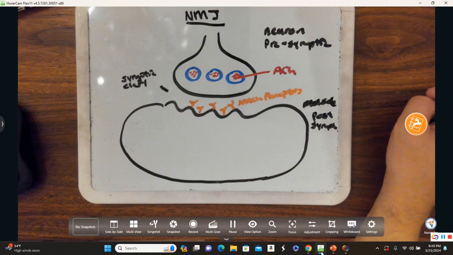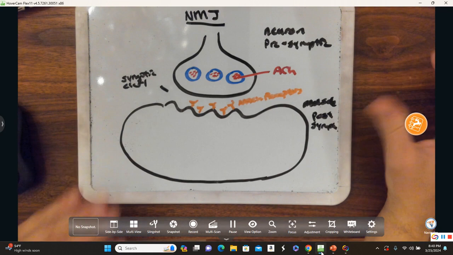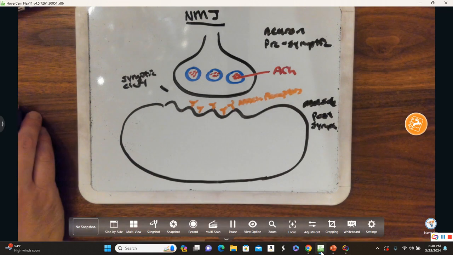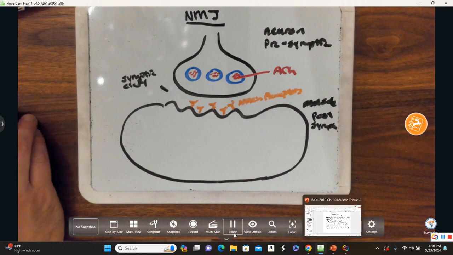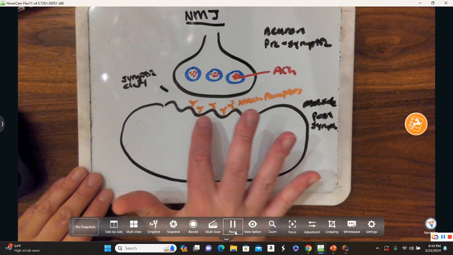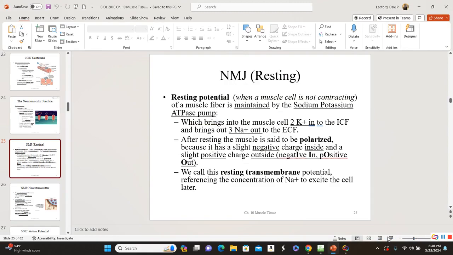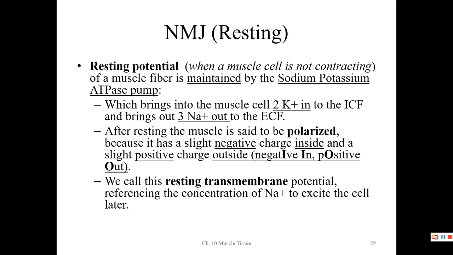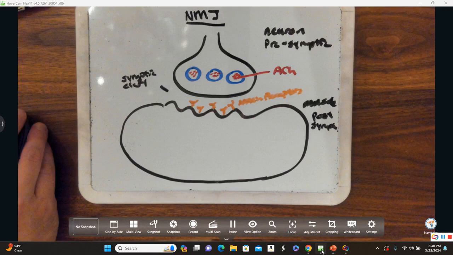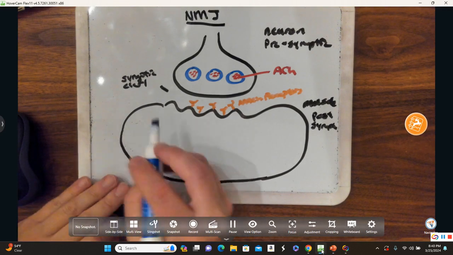Now, what we're going to look at is some stuff going on. We're going to start off with, now there's an area here called the motor end plate with junctional folds. I'm not going to label it because I will get in the way of my drawing. And we're going to start out with resting potential. Now, resting potential is going to require the sodium-potassium ATPase pump.